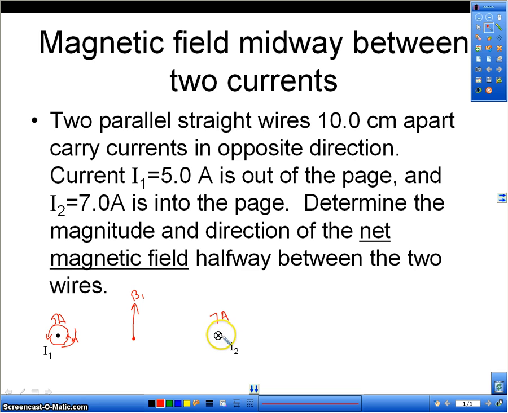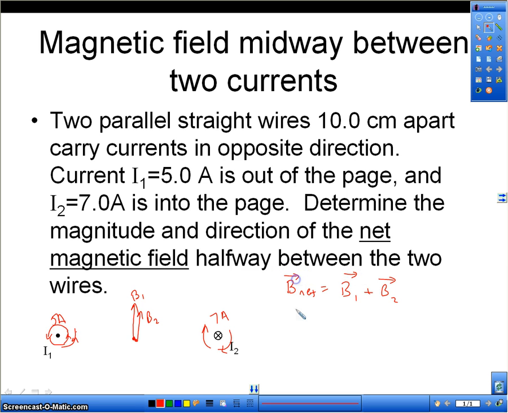If you do the same thing for current number 2, but you put your thumb into the page and curl it around, you'll notice that your fingers curl around this way. So that means at this point in space, magnetic field 2 is also pointing up. So that means that when I find both of these fields, I'm going to add them together to get the net magnetic field, because they're both pointing in the upward direction.